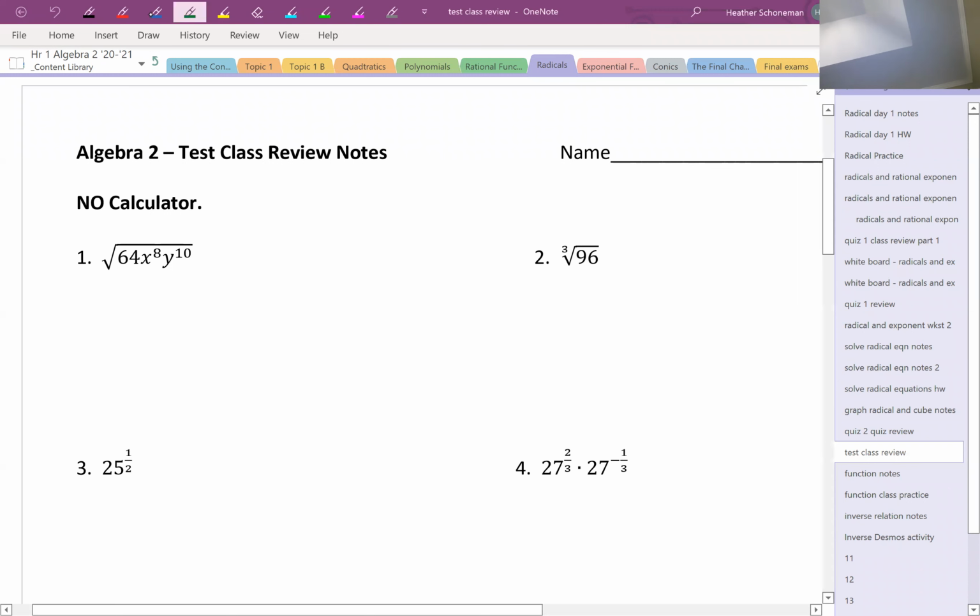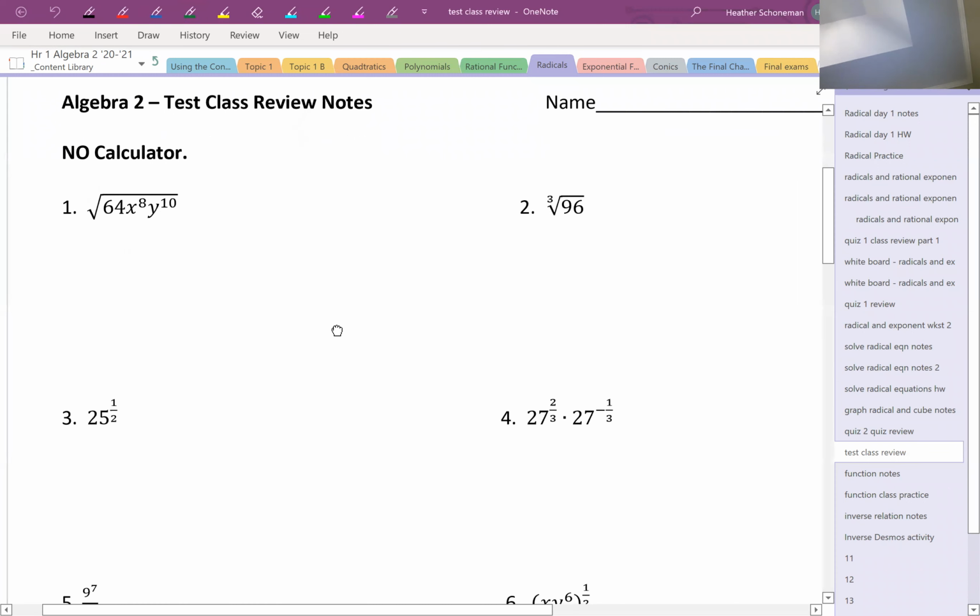Okay, so let's look at number one. Number one wants us to find the square root. Well, the square root of 64 is 8. And in the square root, there's an invisible 2 here, so we're looking for groups of 2. So in the 8 x's, there are going to be 4 groups of 2, and in the y's, there's going to be 5 groups of 2. So we're done.